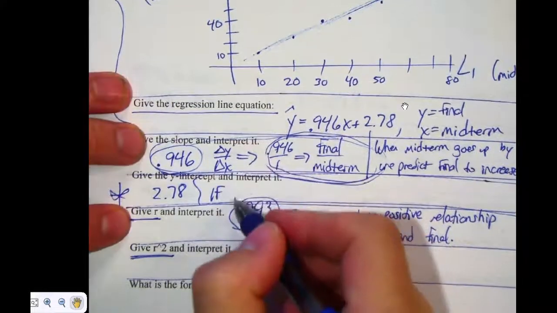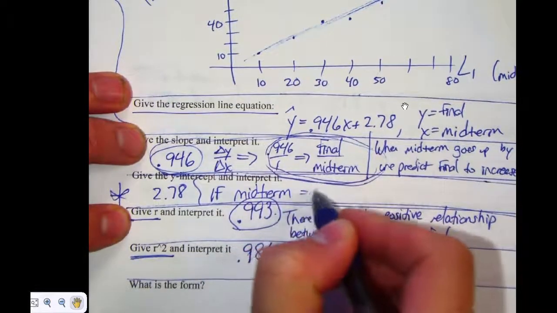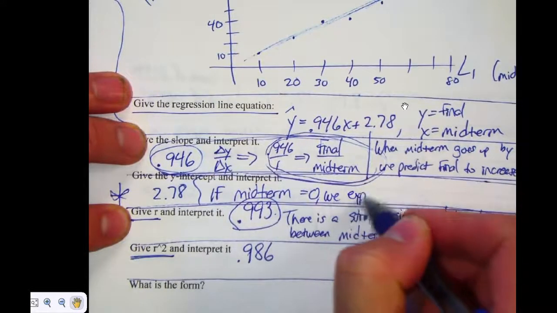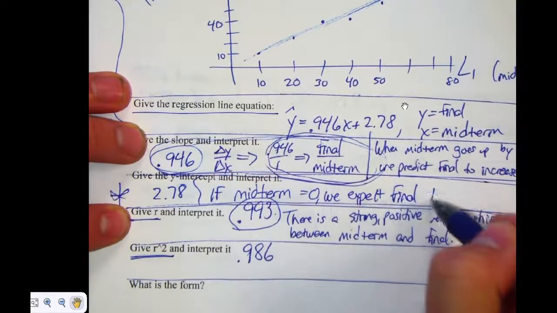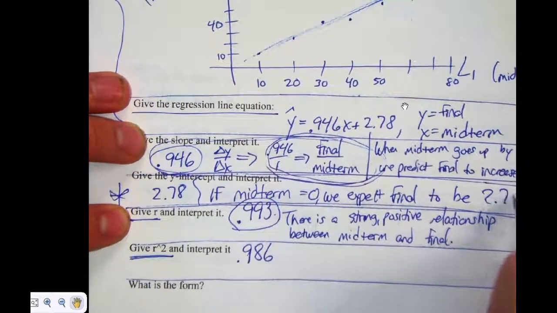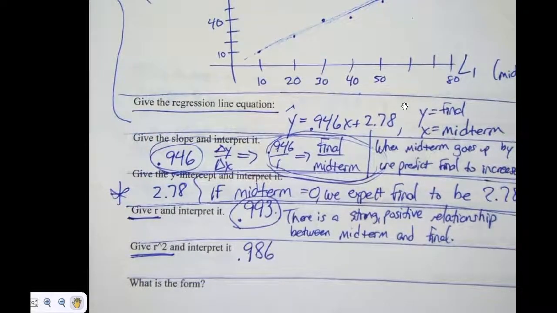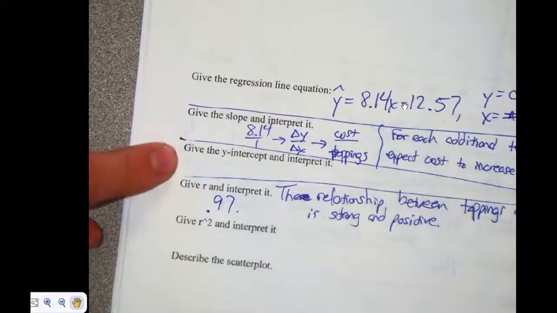The midterm. So if the midterm equals 0, we expect, what's the y context? Final to be 2.78. So if you get a 0 on the midterm, my prediction is you will get a 2.78 on the final. So you improved from 0 to 2.78 just by doing probably nothing. Right. Do the next one. Do the 278% growth. So it's actually infinite growth.